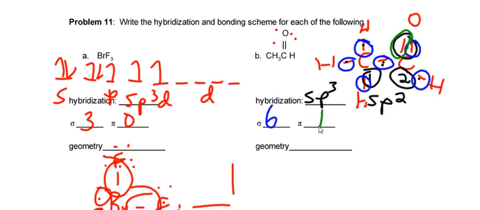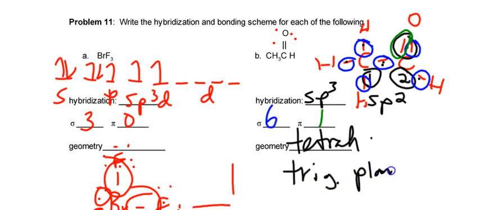So let's talk about geometry. Well, if my first carbon I have sp3 with no lone pairs, well, what shape is indicative of sp3, no lone pairs? It's your tetrahedral. Okay, and what about the next one? sp2 with no lone pairs, it's your trigonal planar. Okay.